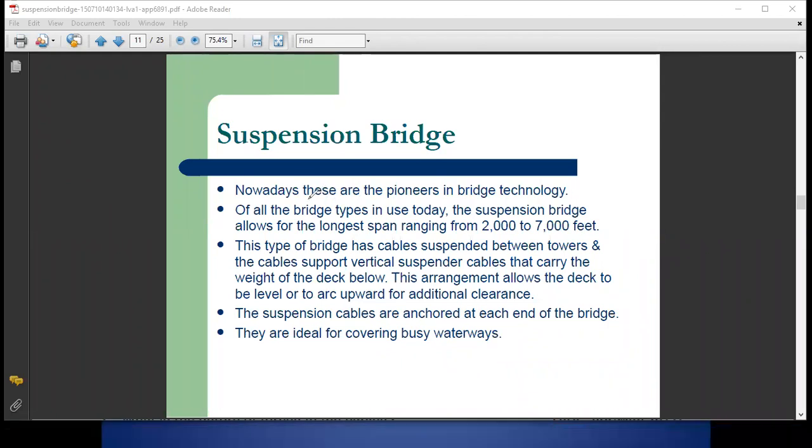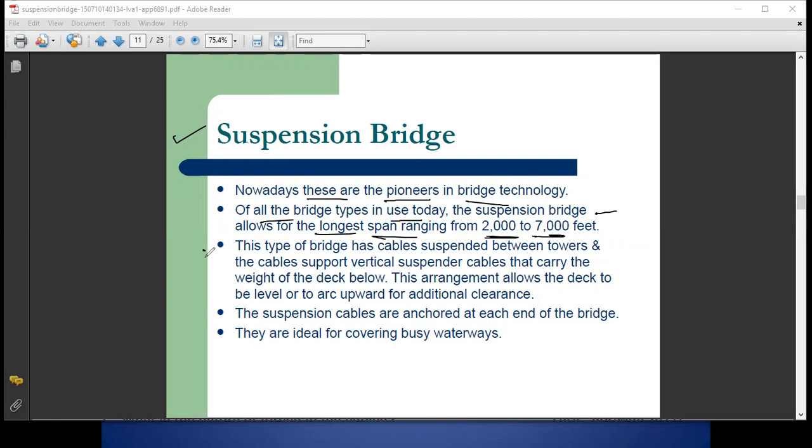Nowadays, these are the pioneers in bridge technology, that is the suspension bridge. If you can see the Bandra Worli Sea Link bridge in Mumbai, that is a suspension bridge. So of all the bridge types which are used today, suspension bridges allow for the longest span, ranging from 2000 to 7000 feet, right? That is, it allows the longest span.